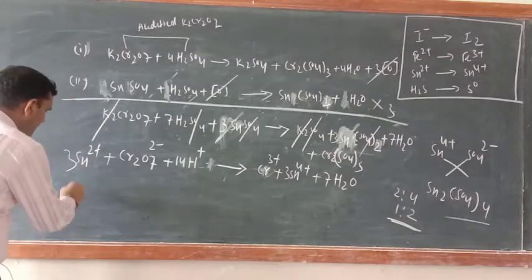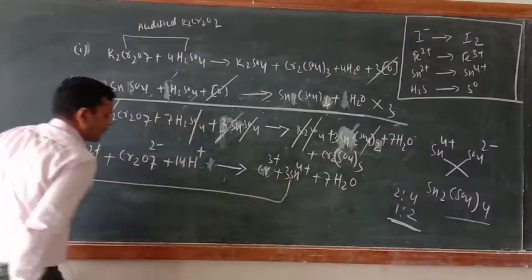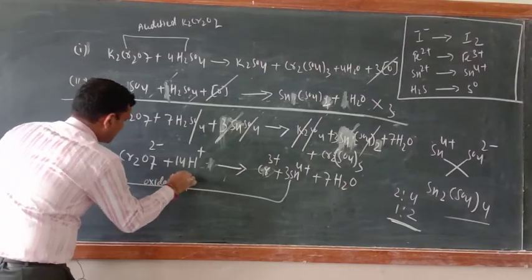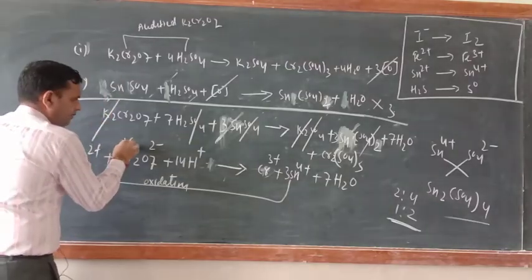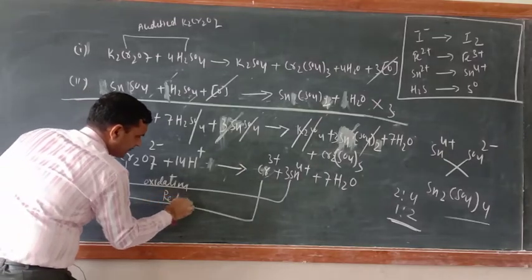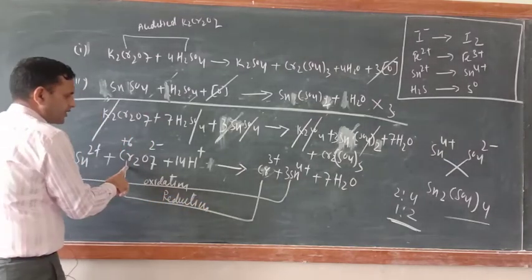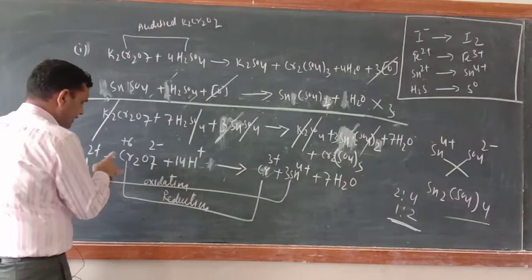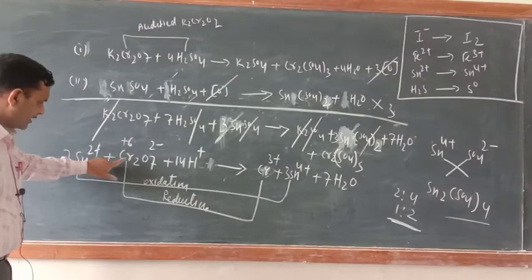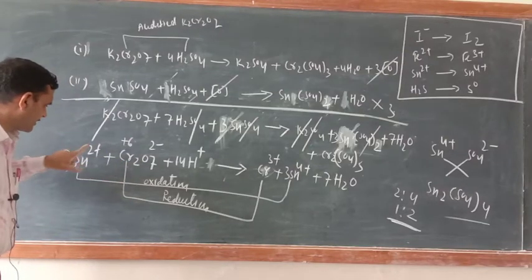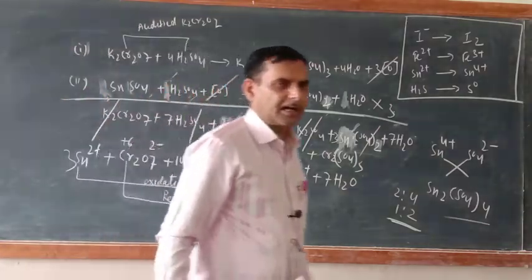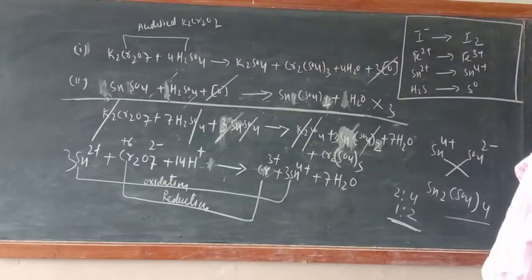This is ionic form. So Sn2 positive to Sn4 positive. What is this one? Oxidation. Now here plus 6 to plus 3. What is this one? Reduction. So it is undergoing oxidation, hence what is this one? Reducing agent. This is undergoing reduction, hence oxidizing agent. This is undergoing oxidation, hence reducing agent. In this way your entire redox reaction is completely completed.